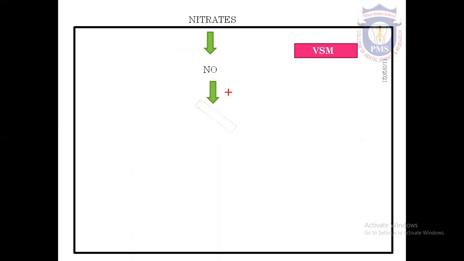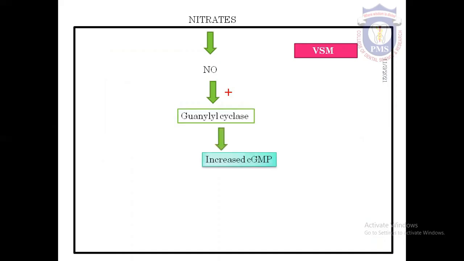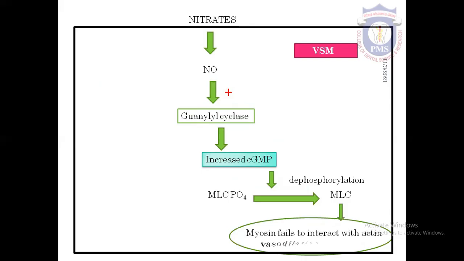This nitric oxide will activate the enzyme guanylyl cyclase. As a result of this, there is an increased level of cyclic GMP, which causes dephosphorylation of myosin light chain. The myosin light chain phosphate is converted to myosin light chain only. As a result, there is failure of interaction with the actin filaments, which causes vasodilation.